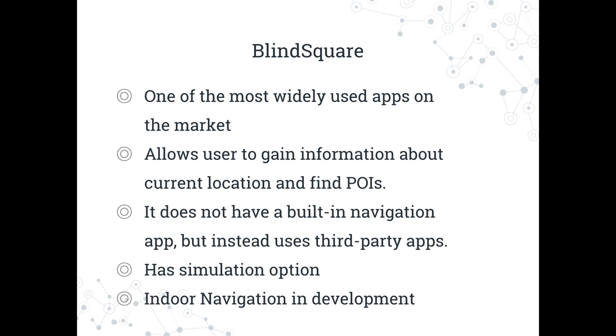What happens is, while you're using it, once you open up the navigation function, you're guided by Google Maps, but Blind Square over that updates you with more information, like, more often, the distance to the location as well as intersection information. So again, it gives you information about your current location as well as POIs.